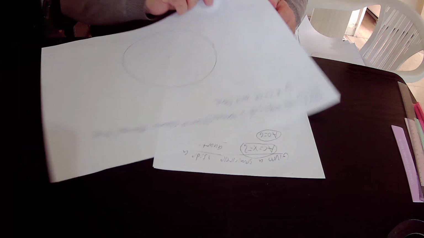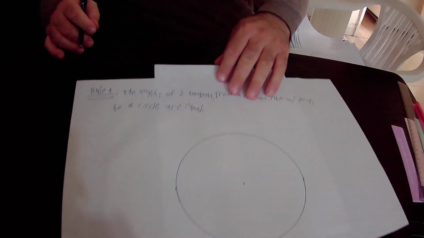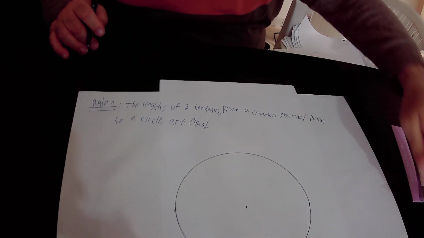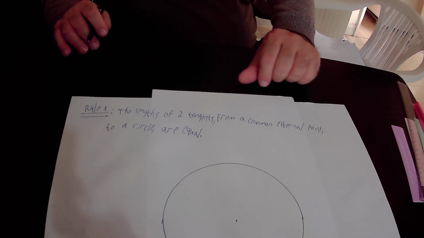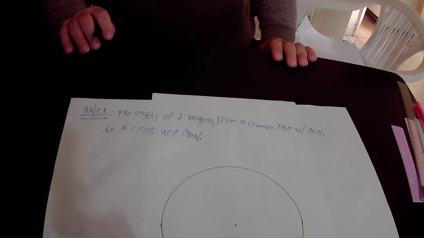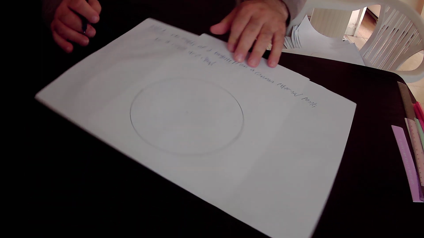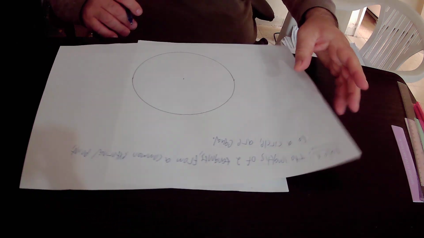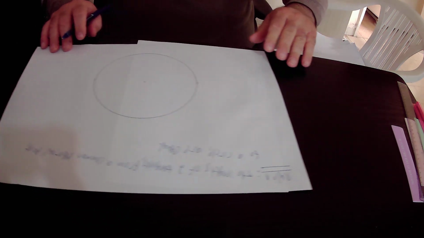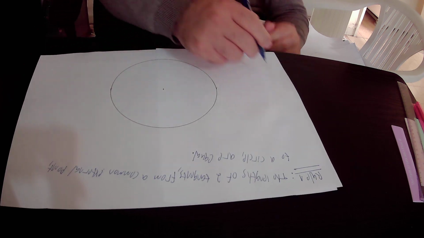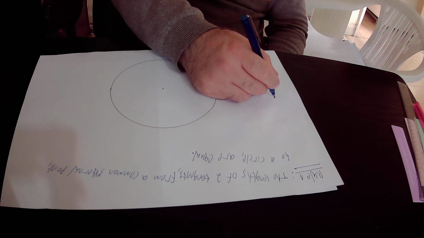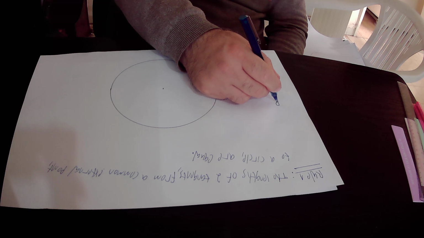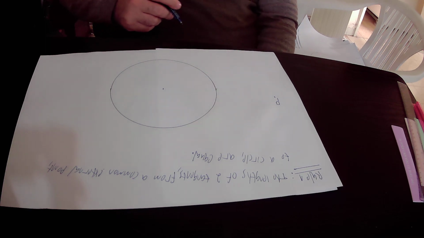So I'll read rule number 1 again. According to rule number 1, the lengths of two tangents from a common external point to a circle are equal. So what is the meaning of rule number 1? The meaning of rule number 1 is that if we have this circle and we also have point P, here, this is point P, that is defined as an external point of this circle.